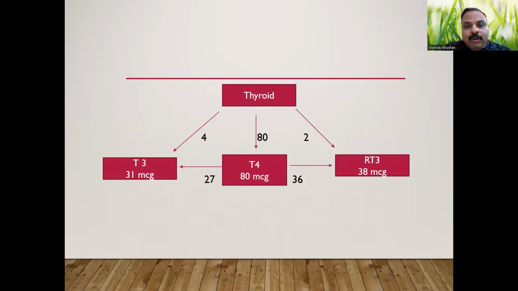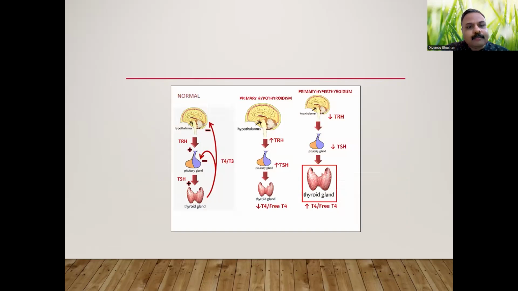So, a quick look at the thyroid gland. It secretes most of its hormone in the form of T4, which is not the active hormone. The active hormone is T3, which is formed in the periphery by the peripheral conversion of T4 to T3.